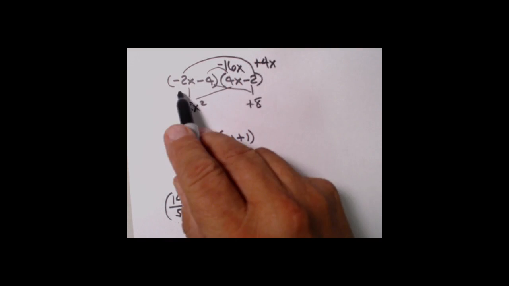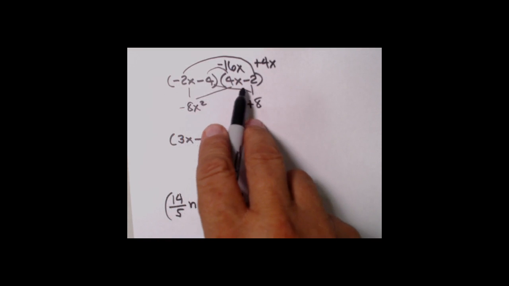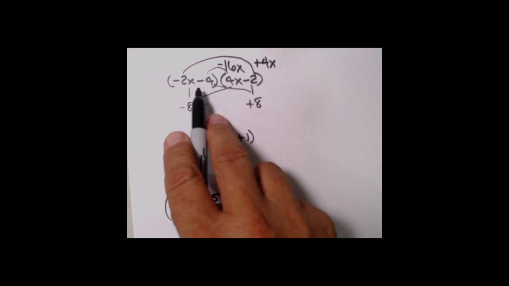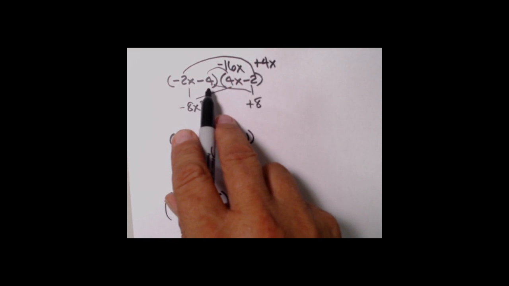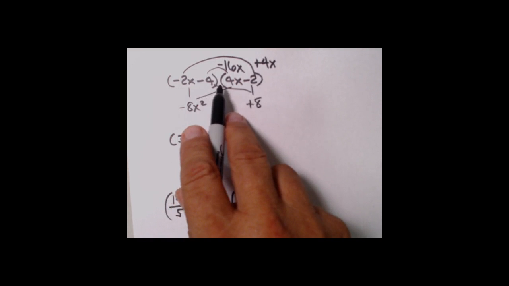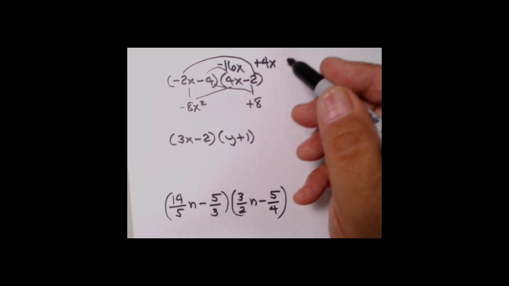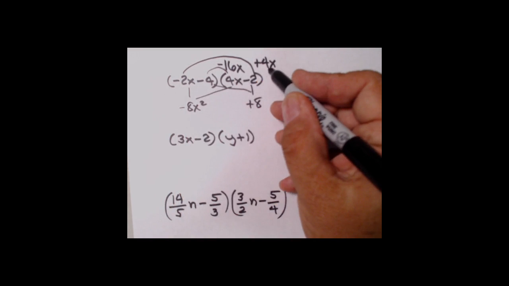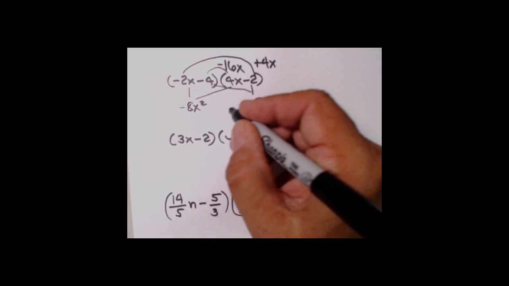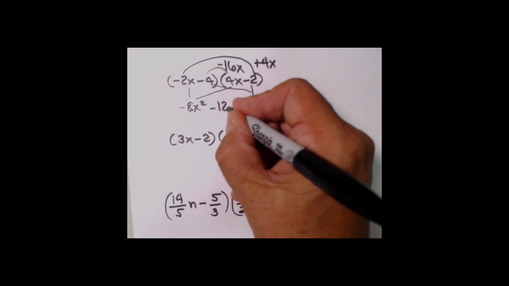So let's double check this. Negative 2 times negative 4 is plus 4 and a single x. The little rainbow, the inner product, negative 4 times 4, negative 16, a single x. Okay, combine these. Negative is going to win by 12, so negative 12x.